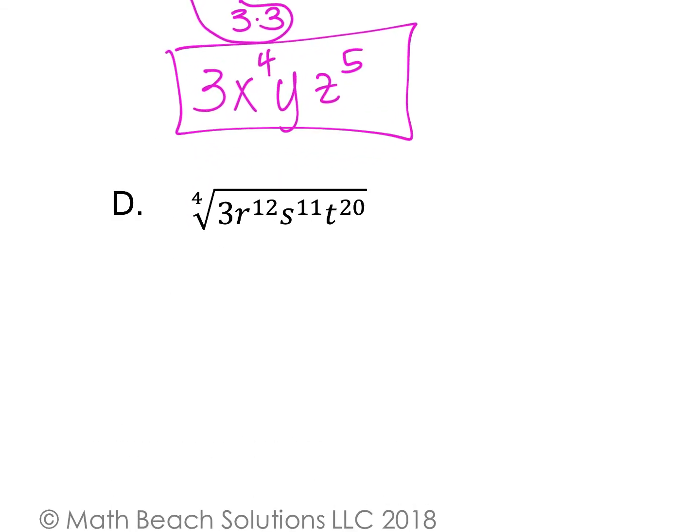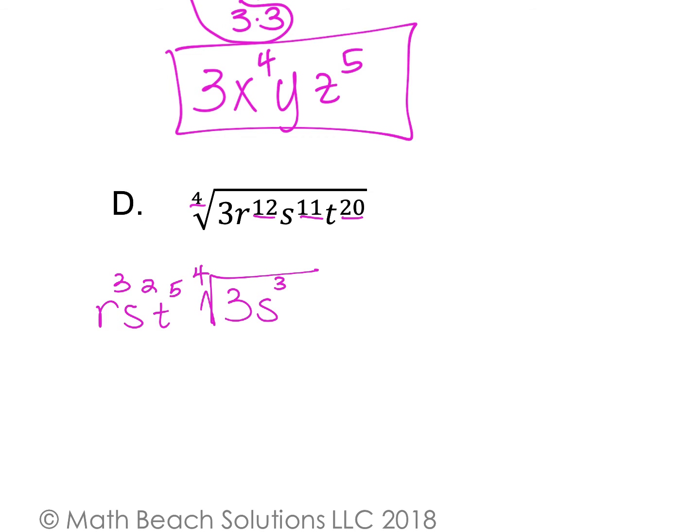All right, let's look at another one. Notice 3 is prime, which means that's going to stay under the 4th root. We can't take 4 of them out. 4 will go into 12 3 times, so 4 to the 3rd power with nothing left over. 4 will go into 11 twice with 3 left over. 4 will go into 25 times with nothing left over, so there's not a t left.